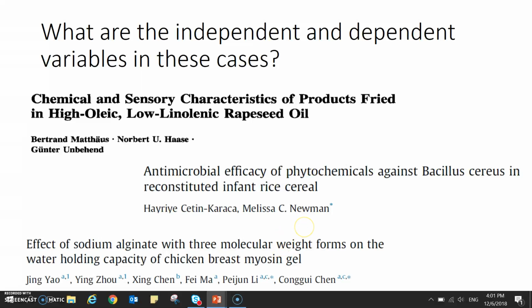In the last example, effect of sodium alginate with 3 molecular weight forms on the water holding capacity of chicken breast myosin gel. In this case, you are measuring the water holding capacity. Therefore, water holding capacity is the dependent variable. And the independent variable, you are looking at the different types of sodium alginate, which means the 3 different molecular weight form of sodium alginate. These are the independent variable that you are manipulating.